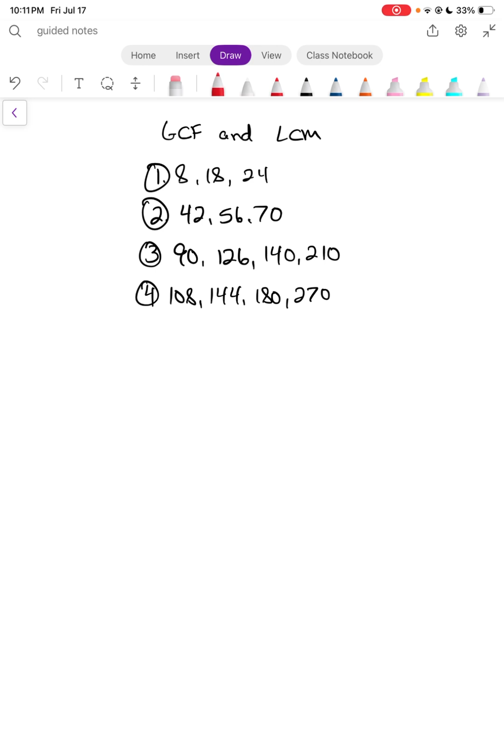So first off, we're going to do 8, 18, and 24. It's just like the ladder method with one minor change. Okay, we're looking for numbers that will divide into 8, 18, and 24. And I always use the number 2 until I can't use it anymore. It gives me a 4, a 9, and an 8.